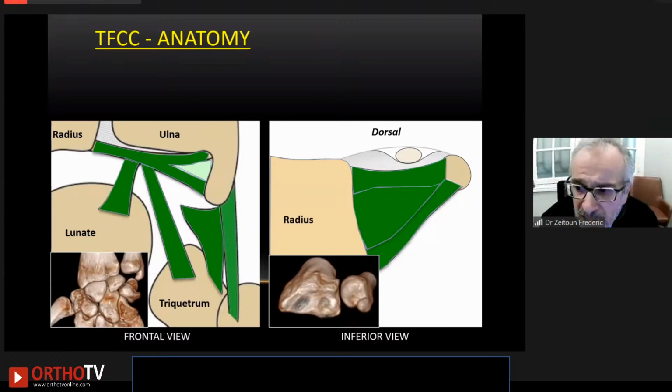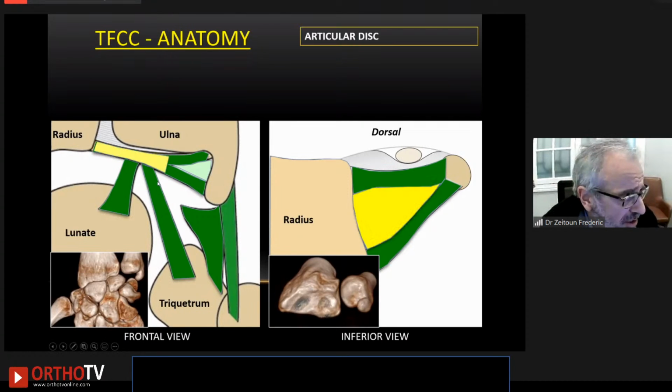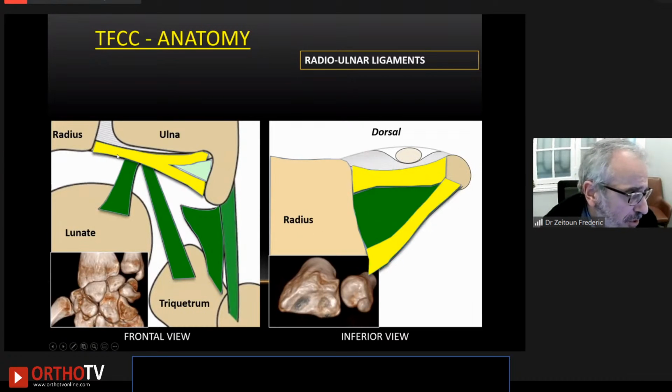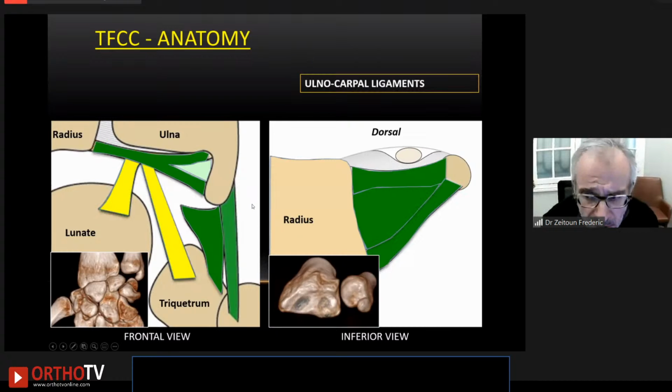The TFCC is made up of several elements, which are the articular disc that you can see here in yellow, the radioulnar ligaments, also in yellow, the dorsal and palmar radioulnar ligaments, with their insertion on the fovea here and on the styloid process here. The ulnocarpal ligament also, ulno-lunate and ulno-triquetral. And finally, the meniscus.